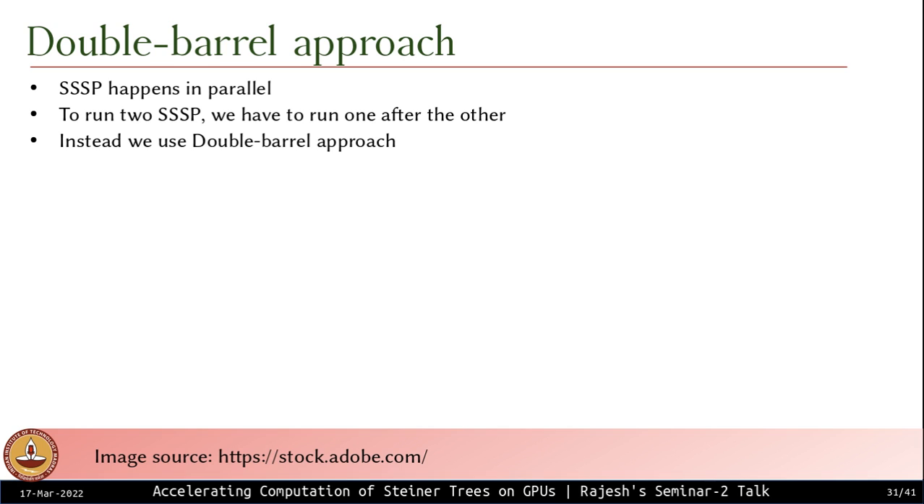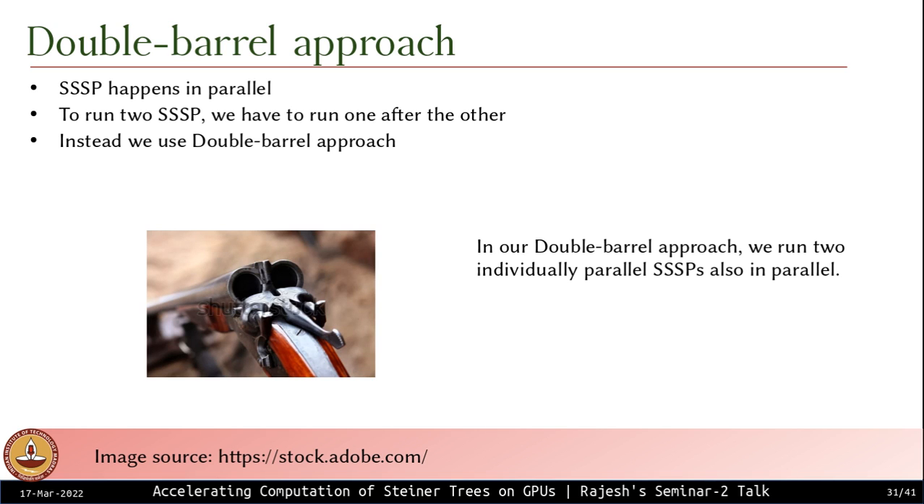So yeah, SSSP happens in parallel. To run two SSSPs, we would have to run one after the other, right? So instead we use the double barrel approach. So what is the double barrel approach?